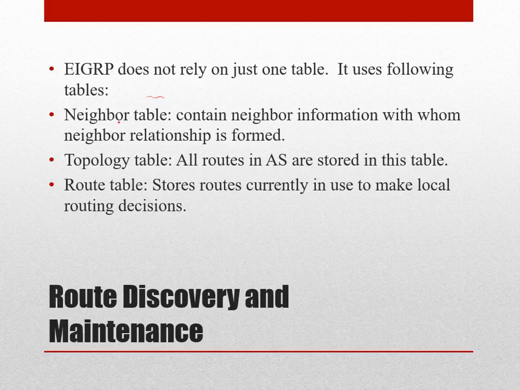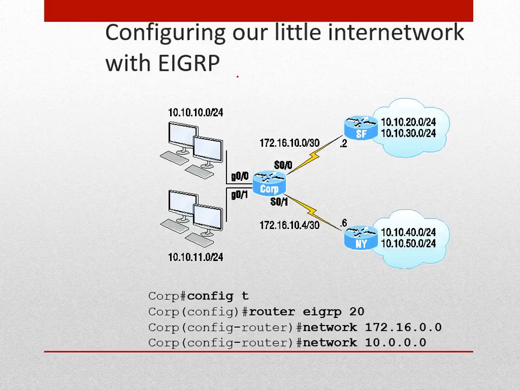It relies on the three tables we've talked about: neighbor table, topology table, and route table. So we're going to have all of those tables in there, and they're going to have different information. The neighbor table has the neighbor information. In the topology table, all the routes in the autonomous system are here. And the route table stores the ones that it's going to use right now. So the topology table has the successor and the feasible successor, the active and the backup routes.